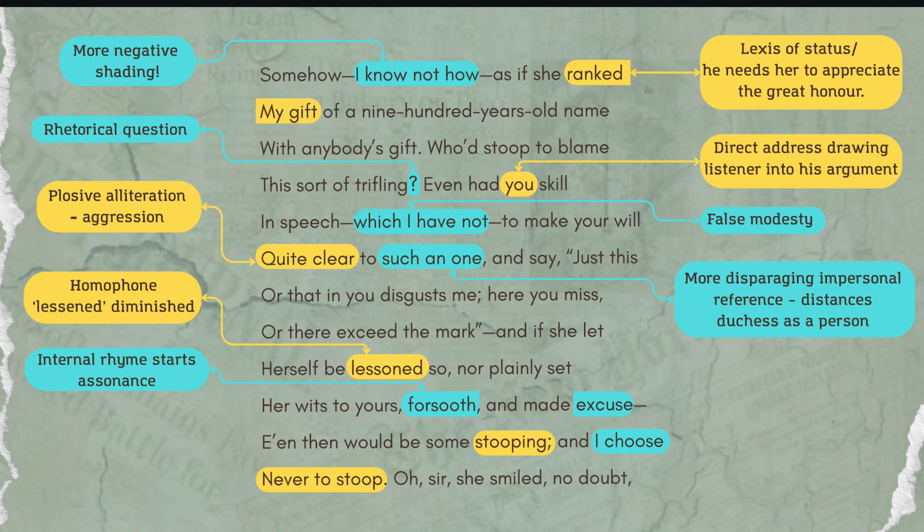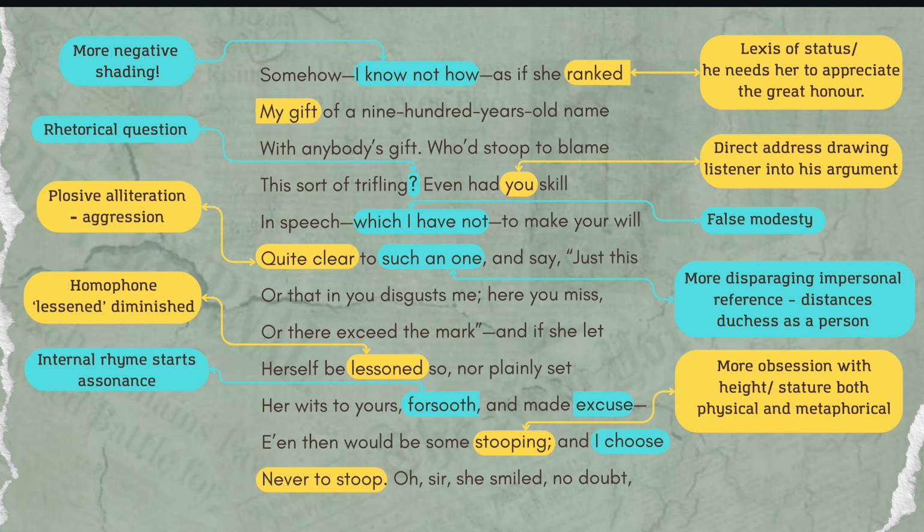Even then would be some stooping. So he wouldn't even bring himself to tell her what she's doing wrong. She should know what she's doing wrong. She's a woman of the Renaissance. She should have been brought up as any young woman to please her husband, to know how to behave. He shouldn't have to tell her. So that's stooping. So again, this metaphorical and physical kind of stature.